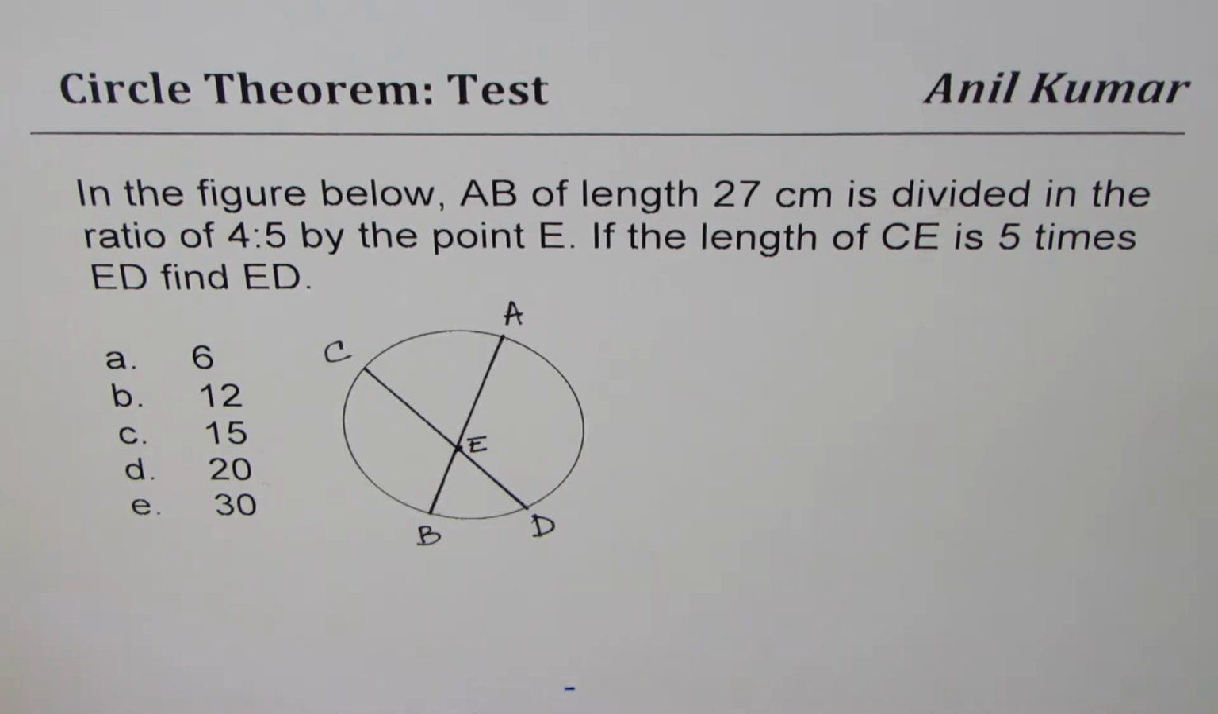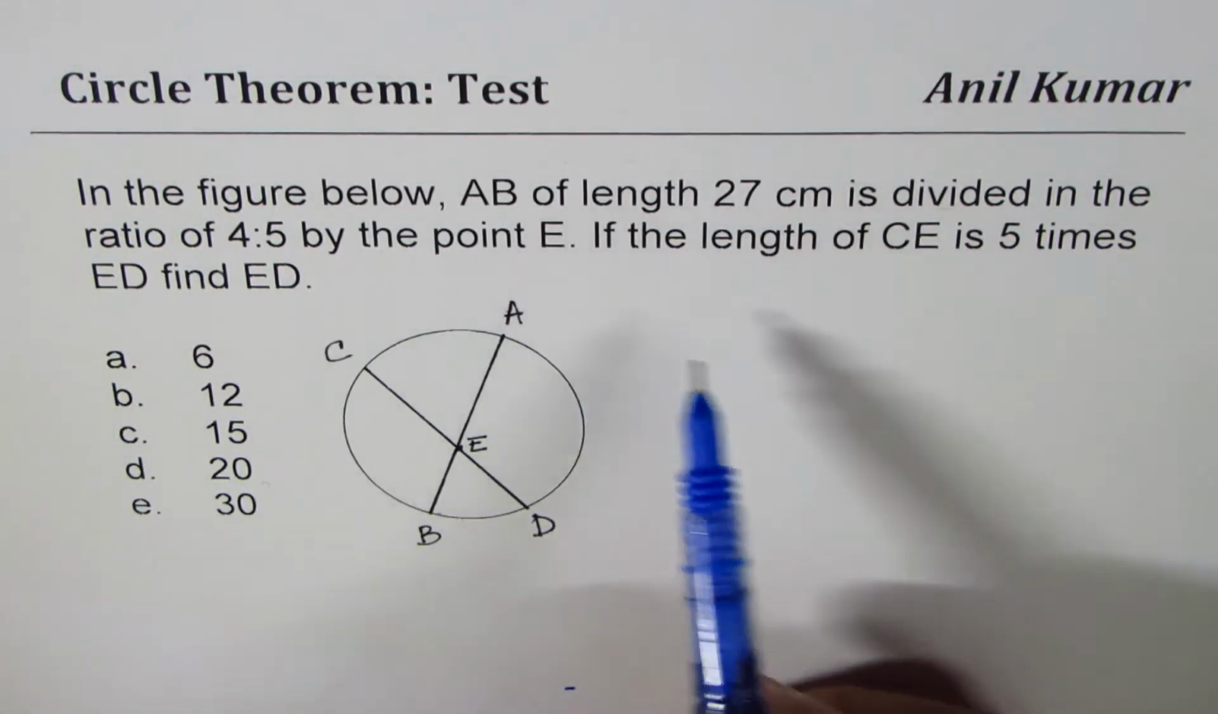The question here is, in the figure below, AB of length 27 centimeters is divided in the ratio of 4:5 by the point E. If the length of CE is 5 times ED, find ED. You can pause the video, answer the question, and then look into my suggestions.